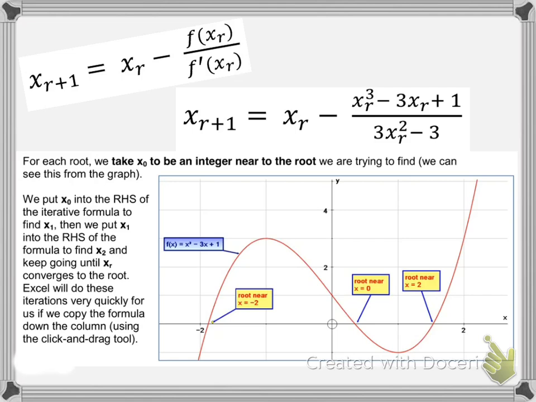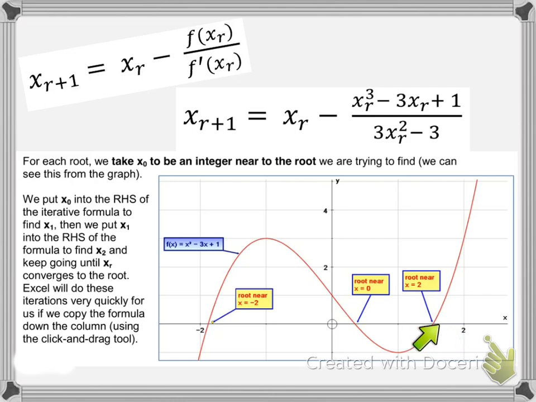So using my iterative formula, I'm going to need to have a value for x0 to begin. Now I take my x0 to be a value of x that's close to the root I'm looking for. In this section of the coursework I have to solve the equation, so I'm actually going to find all three roots. So I'm going to use x0 is minus 2, I'm also going to do the whole process using x0 is 0, because this root is quite close to 0, and I'm going to use x0 is 2, because this root is quite close to 2.